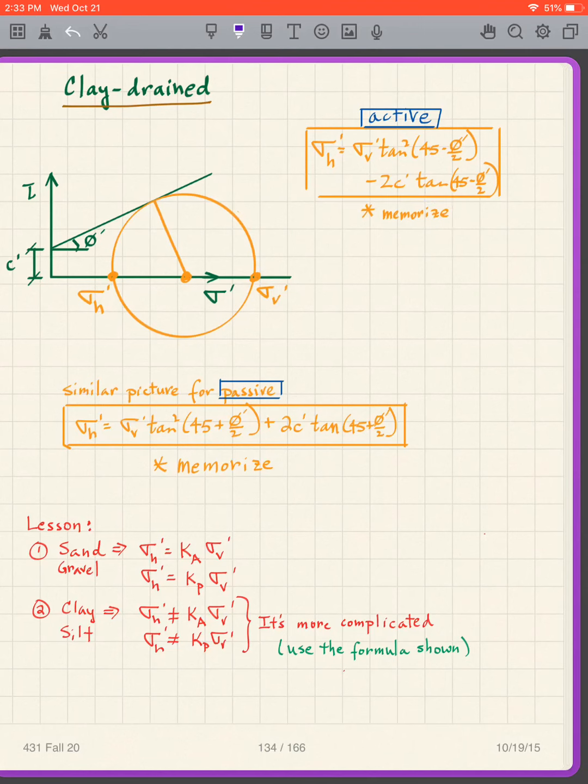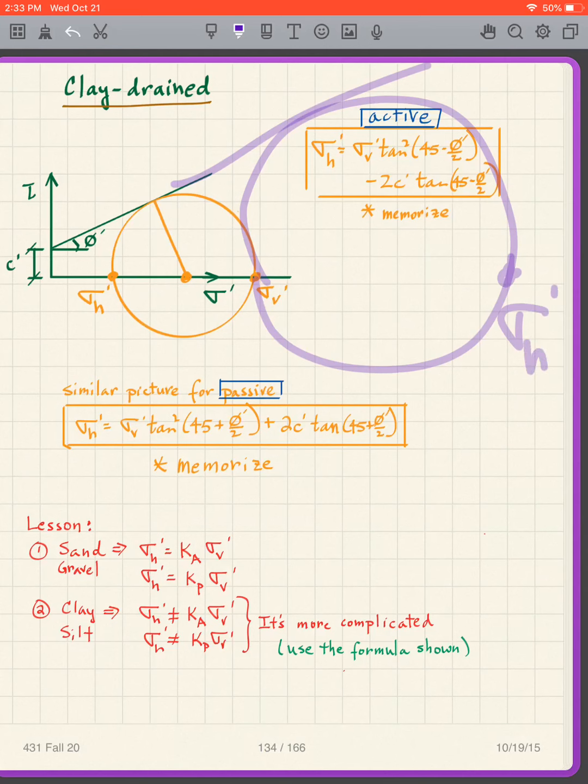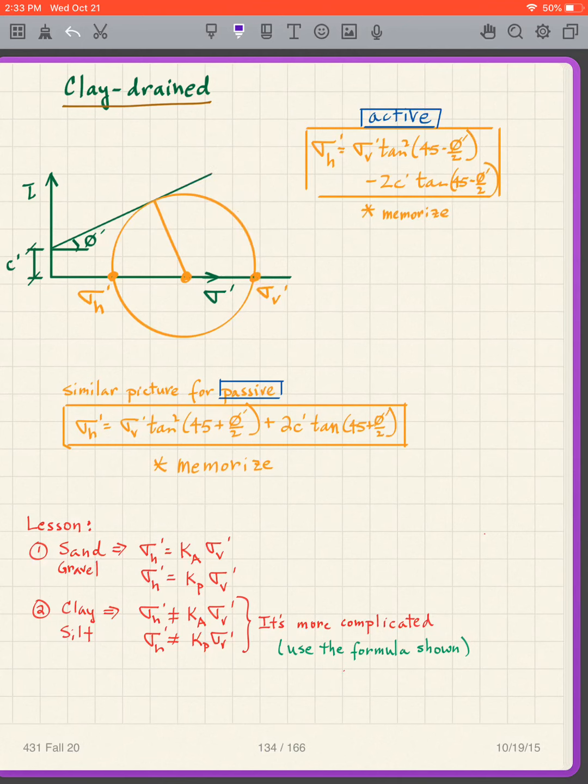For the passive side, passive is what? It's this circle out here, where I'm at sigma h prime. In other words, sigma h prime is larger than sigma v prime. That's in the passive region. If I did the geometry there, I would end up with this expression, which is again tangent squared of 45 plus phi prime over 2, same as the Ka. So in other words, this is my Kp for sand. So that is the same. And then it's plus 2c prime tangent 45 plus phi prime over 2.